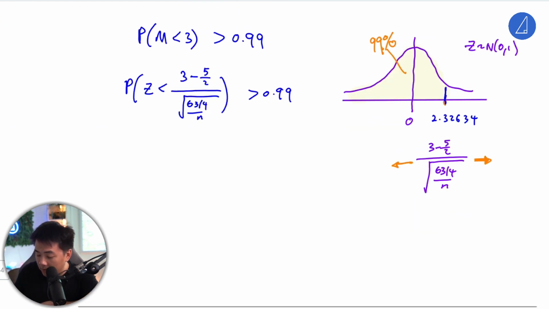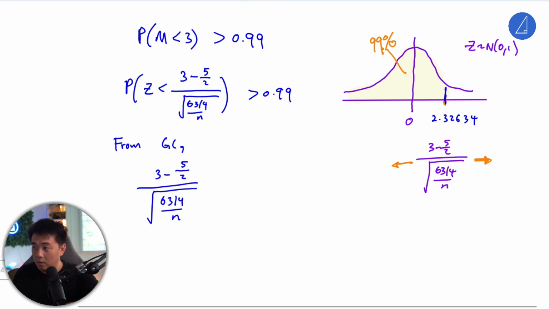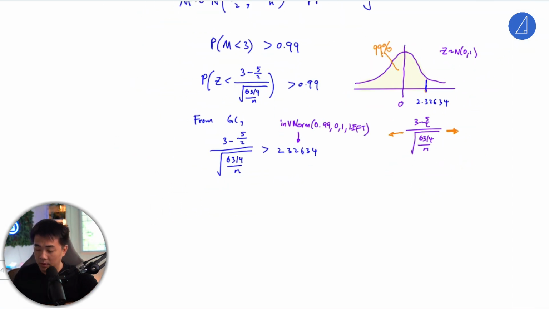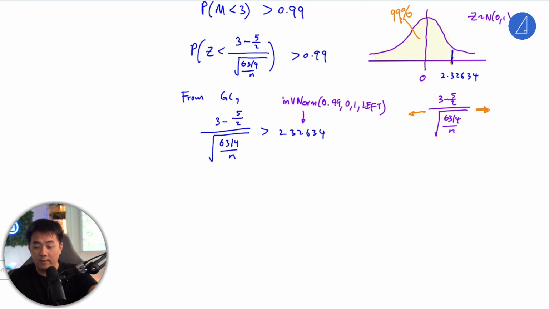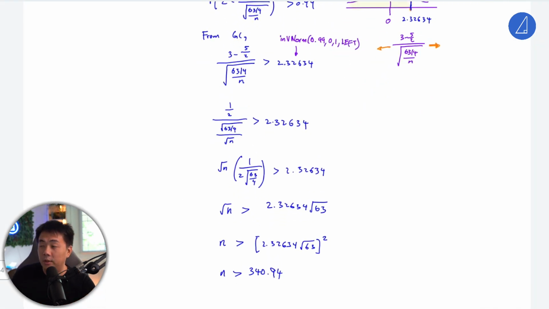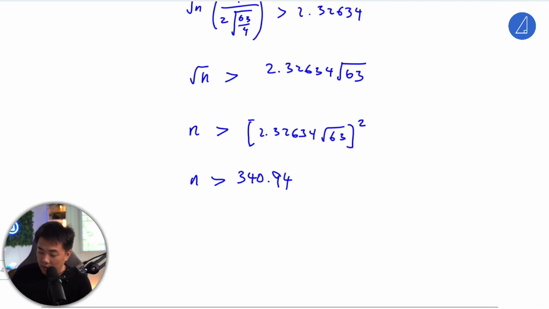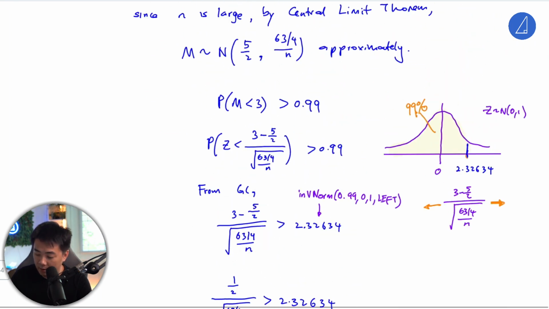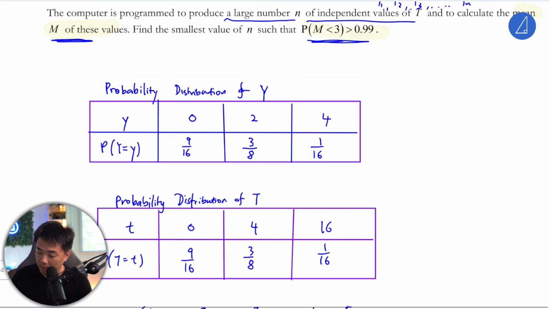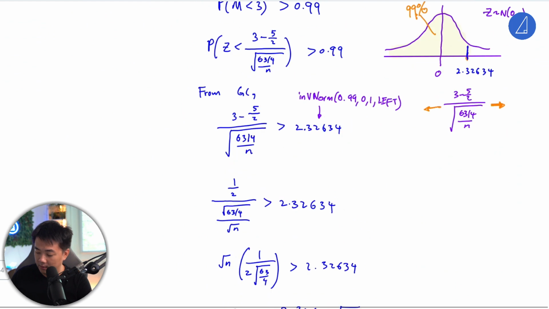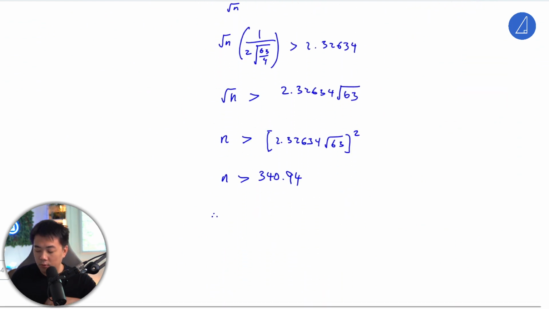So from GC, (3 minus 5/2) divided by the square root of 63/4 divided by n must be bigger than 2.32634. Let me just write it down. Then what we need to do is just solve this inequality here. So it should be fine. By just rearranging the inequality and solving it, hence the least n, the smallest value of n, is 341.